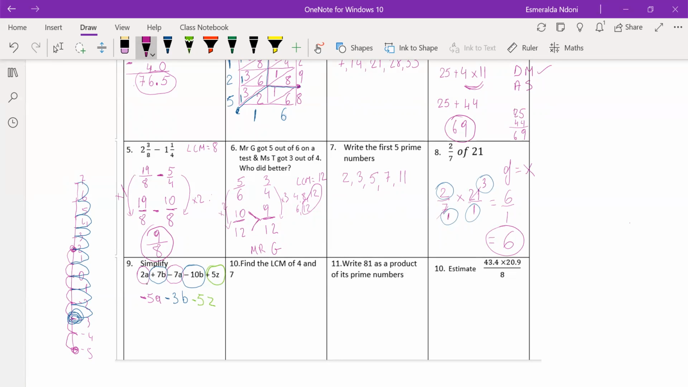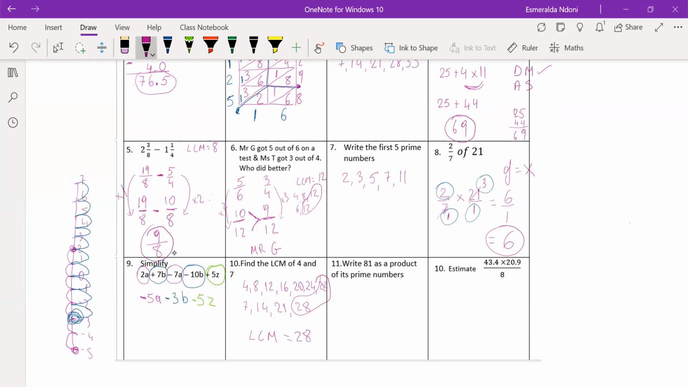Question 10, it says find the LCM of 4 and 7. So what we're going to be doing, we're going to write the multiples of 4. And then we're going to write the multiples of 7. 4 times 6 is 24. 4 times 7 is 28. And I'm going to wait there. Now I'm going to do the 7s. So 7, 14, 21, 28. I can see that 28 appears on both. So LCM is 28.